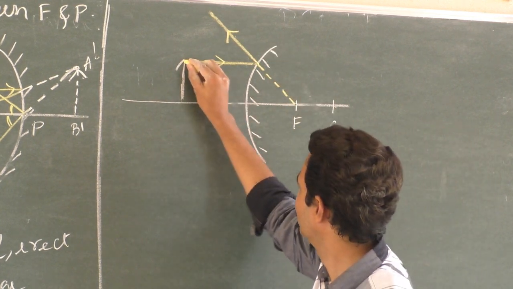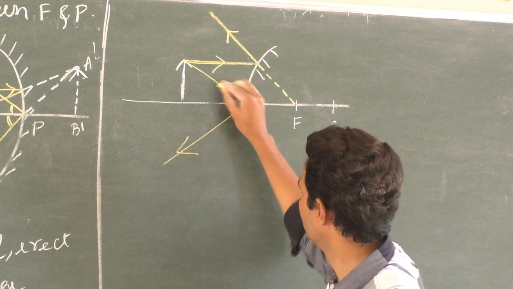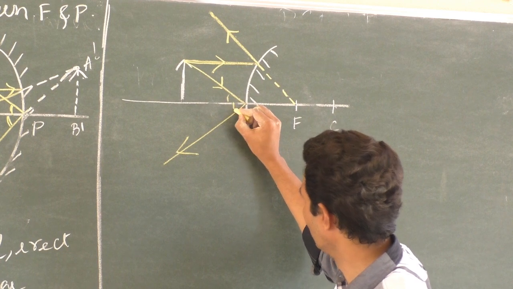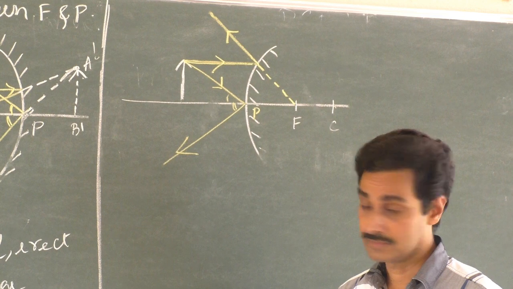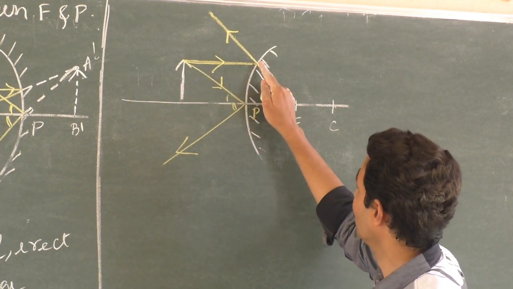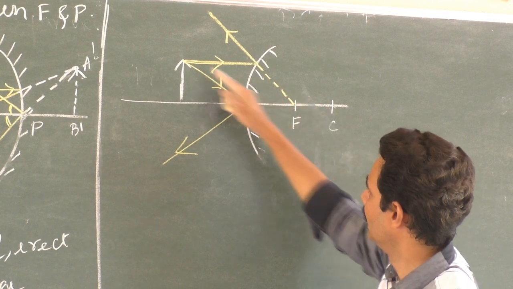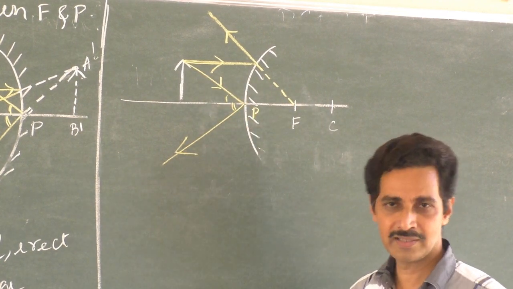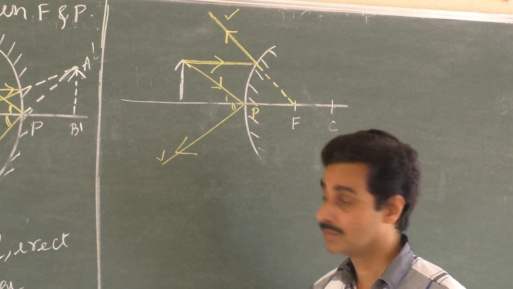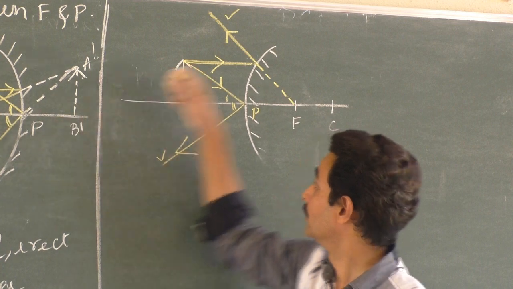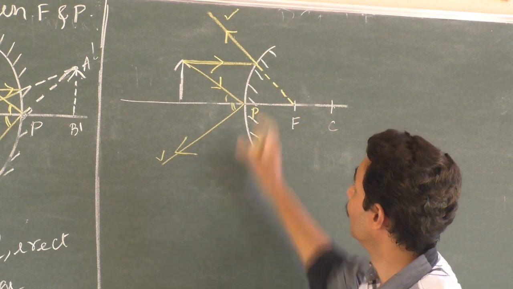Take one more ray of light passing to the pole and moving with the same angle of reflection, angle of incidence, angle of reflection, as you have considered in the other cases, same thing here. So the incident ray diverging in such a way that it appears to come from the focus, another ray incident on the pole getting reflected at the same angle. Now, are these two reflected rays going to meet? No, sir, they are diverging in such a way that they will never meet.